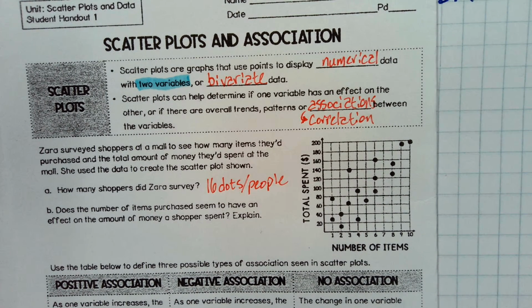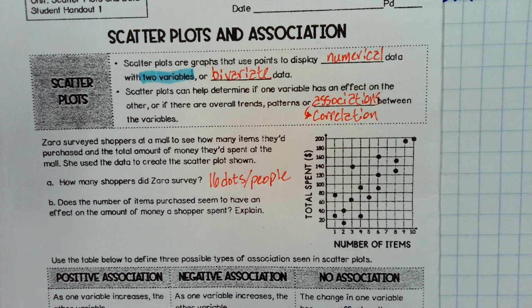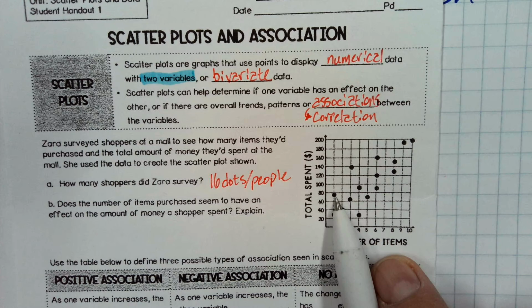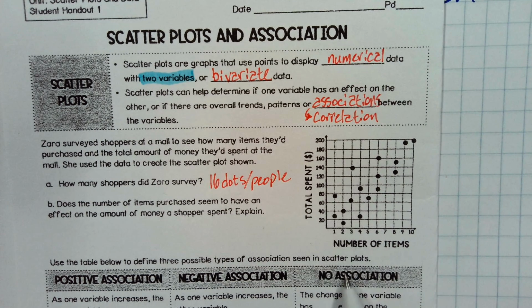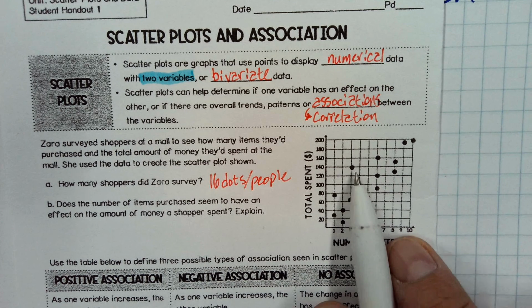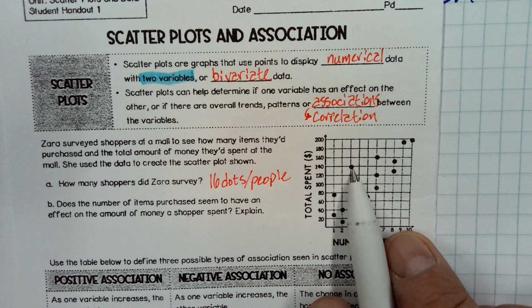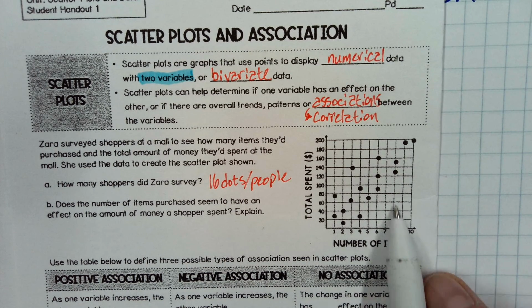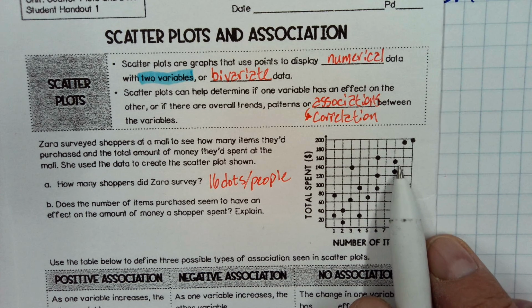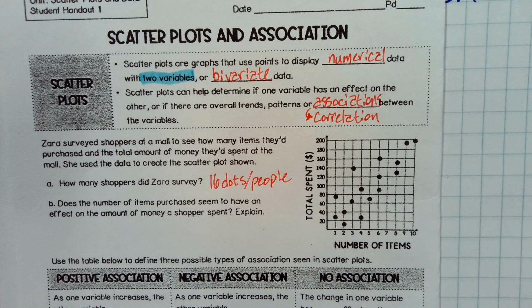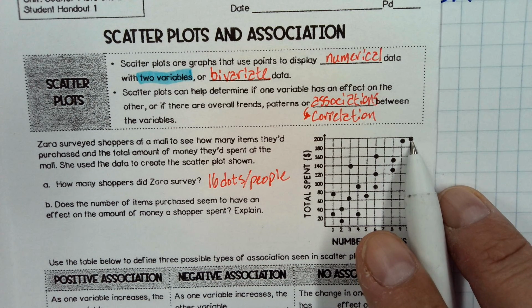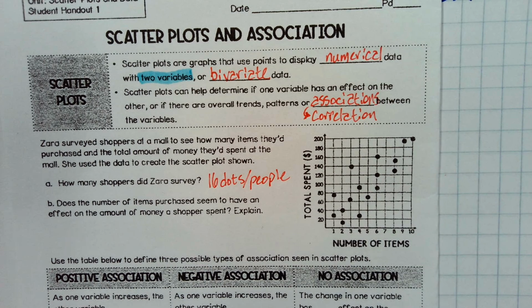Okay, let's analyze this a little bit. As you can see, she had several people. This person bought one item, but it was almost $80. And this other person bought 3 items, and it was almost $140. But here you have one person who bought 8 items, and it was about $150. And here a person that bought 10 items, and it was just about $200 that they spent.